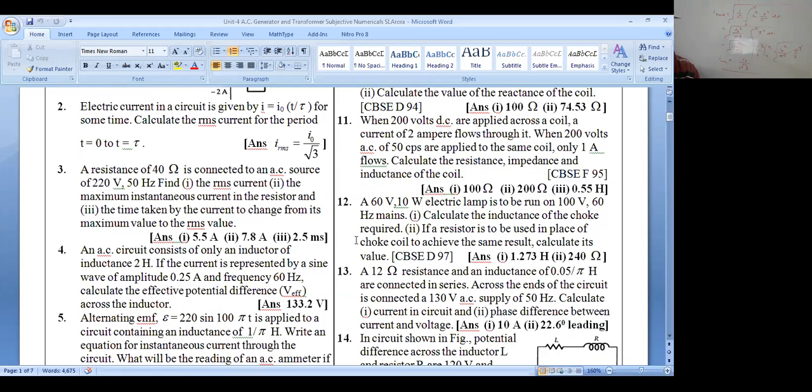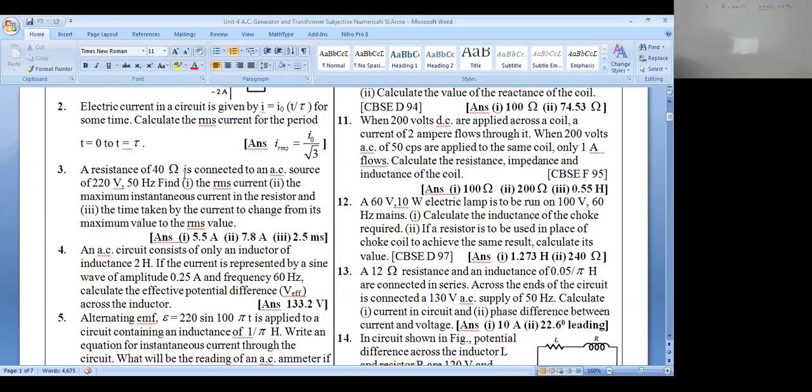It's okay. Then question 3, a resistance 40 ohm. Just go through this question. Question number 3. Here, resistance 40 ohm is connected to an AC source of 220 volt, 50 hertz.